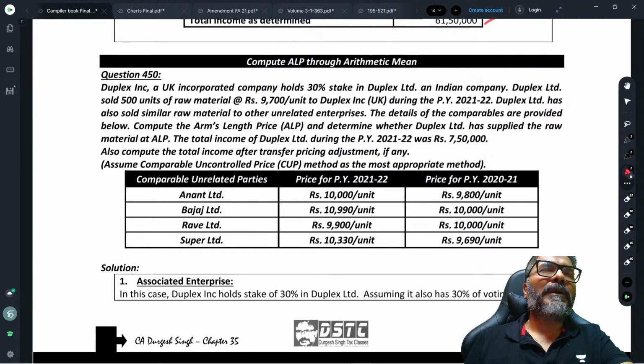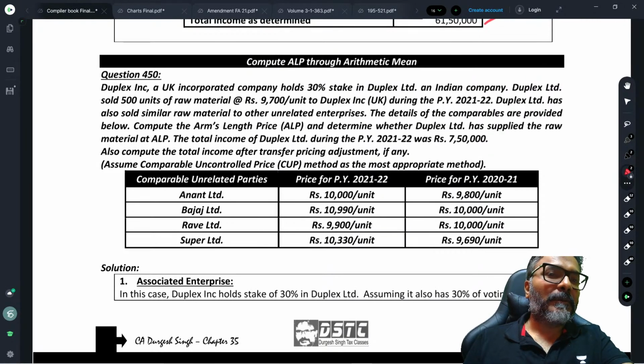This is the only particular exception to our discussion, where if the most appropriate method to determine the ALP happens to be the profit split method, then you will not see the comparable size. Directly what you are going to do, you will take up the arithmetic mean. So that is one very unique thing about the profit split method: you don't see the comparable size. Directly you will do the arithmetic mean in this case.